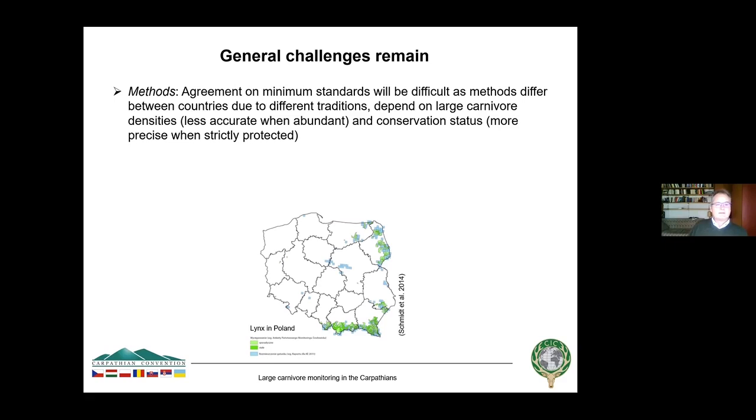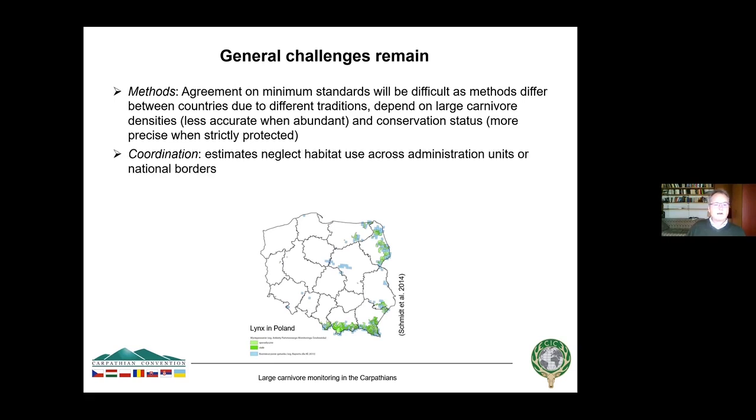In terms of methods, an agreement on minimum standards is difficult to achieve as methods differ between countries due to different traditions. Of course, they depend on the large carnivore densities. They are less accurate when abundant. And then we have, of course, also impact by the conservation status. We have more precise data when the species is strictly protected.